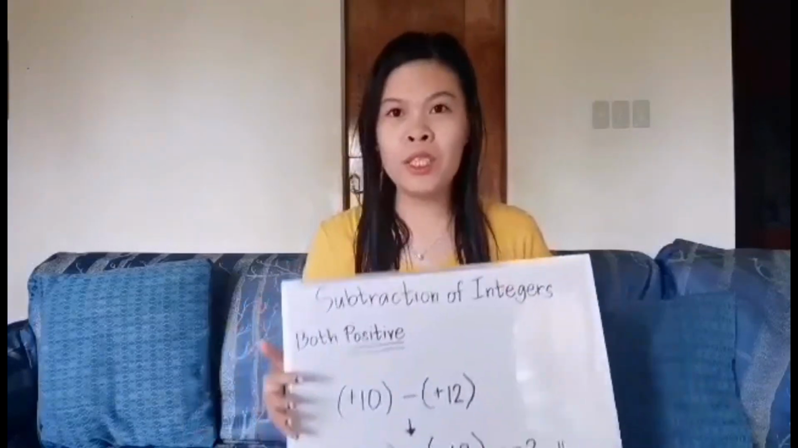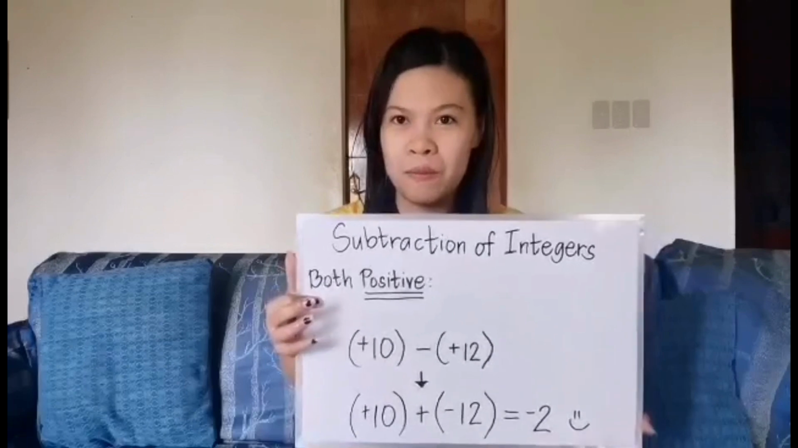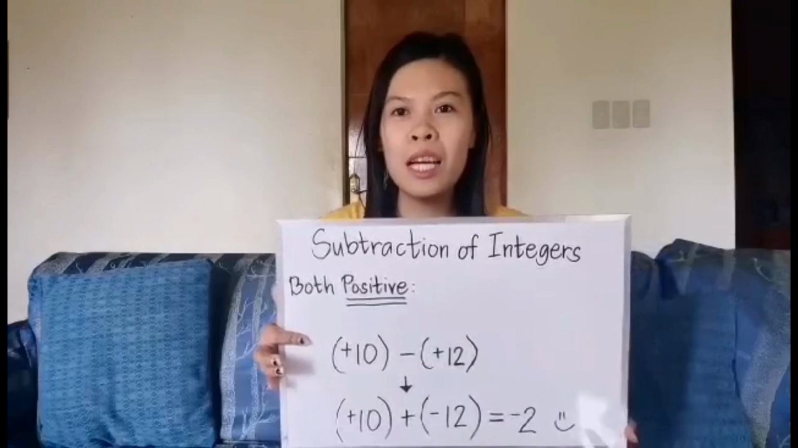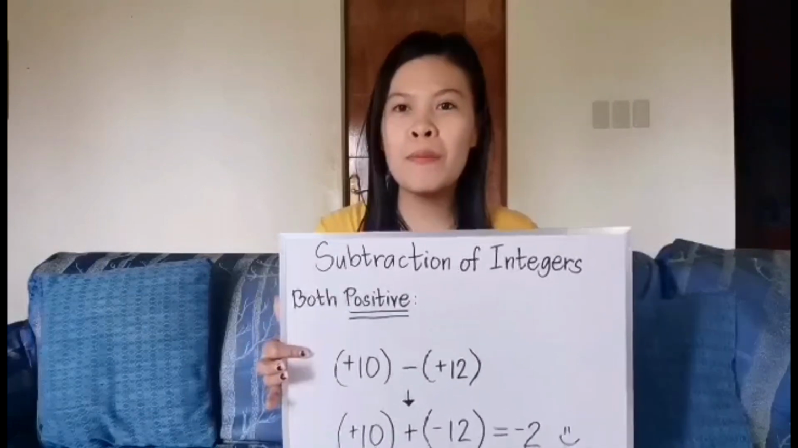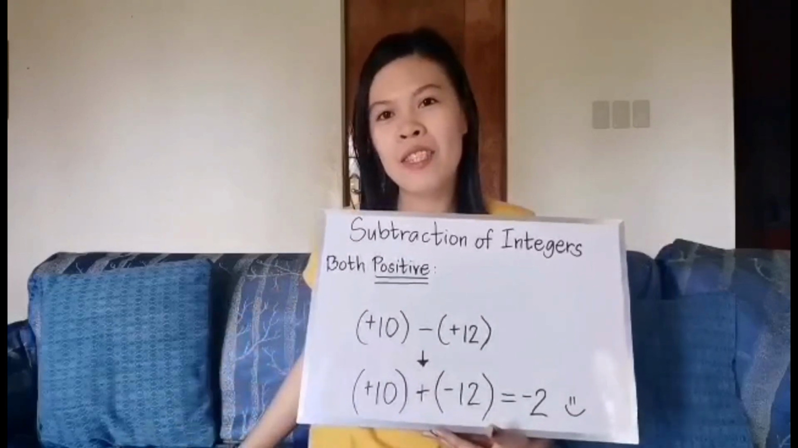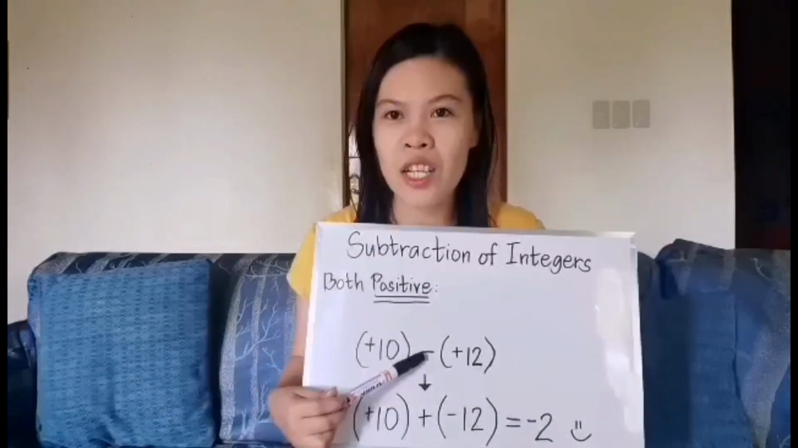Alright, hindi na natin papatagalin pa ang ating talakayan, baka ma-short po tayo sa time. So, sisimulan na natin kung paano ang pag-subtract ng integers. Sisimulan natin sa pag-subtract ng both positive, or puro positive. So, example, let's have positive 10 minus positive 12. Both positive, right? So, positive 10 minus positive 12. Minus na tayo ngayon, subtraction.